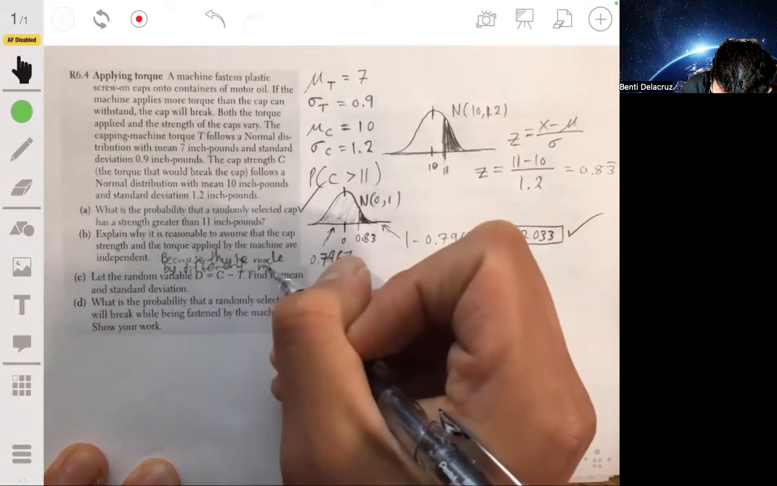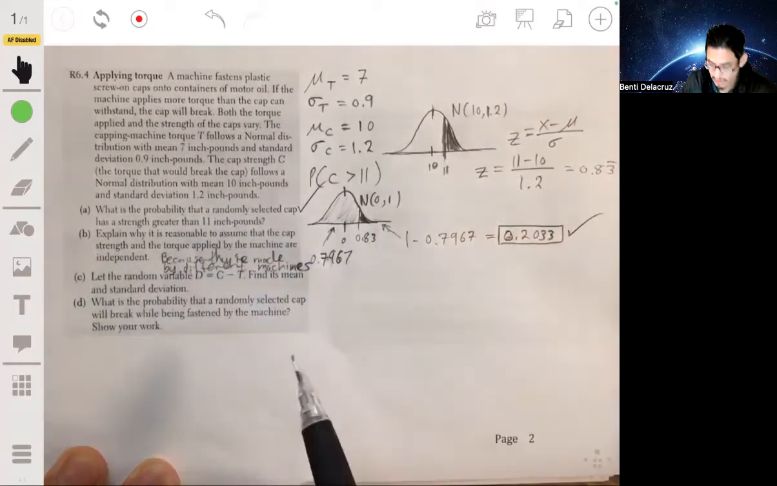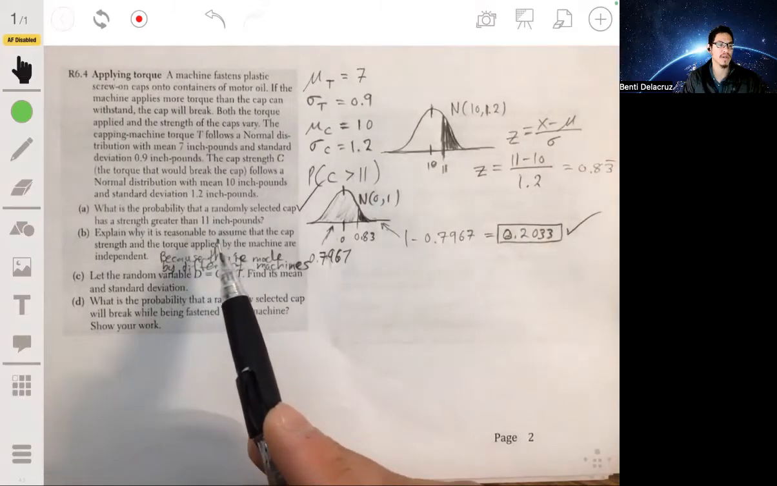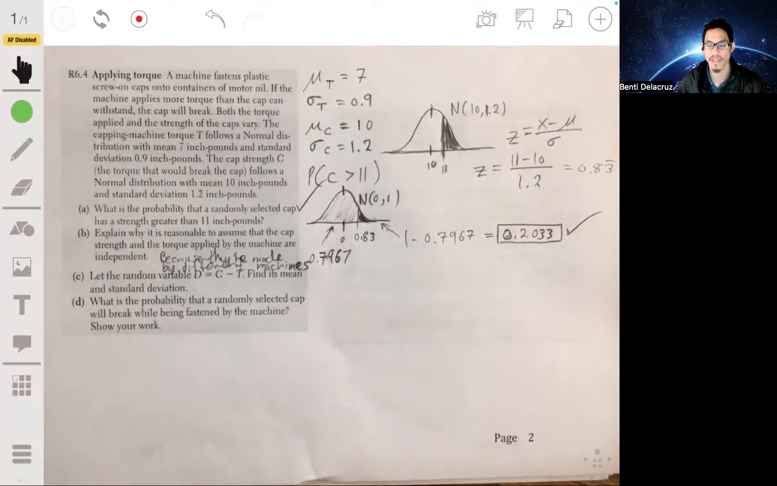Different. I'm just squeezing that in there. I don't know why, but this isn't the important part. It is not the actual answer. The important part is you understand that these variables have to be independent for us to do the next parts.